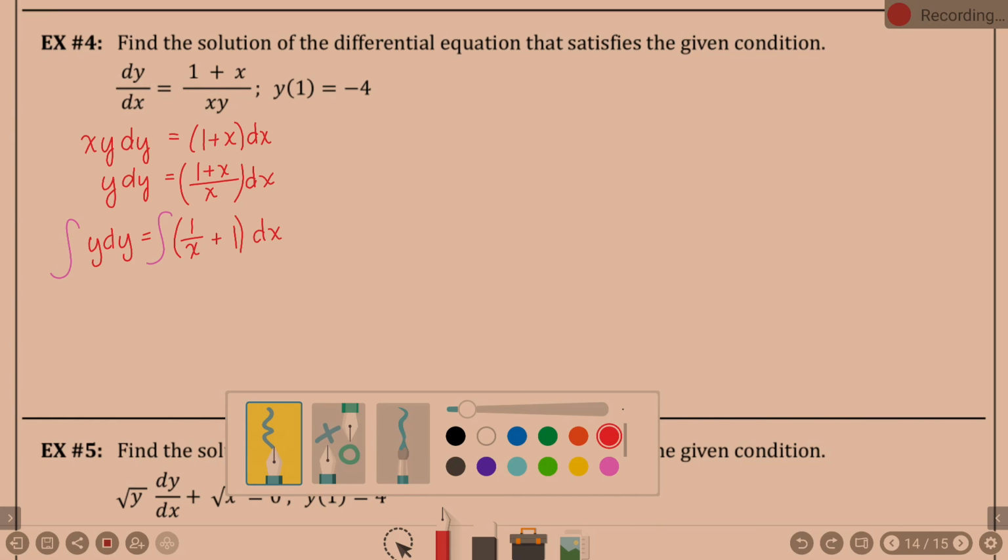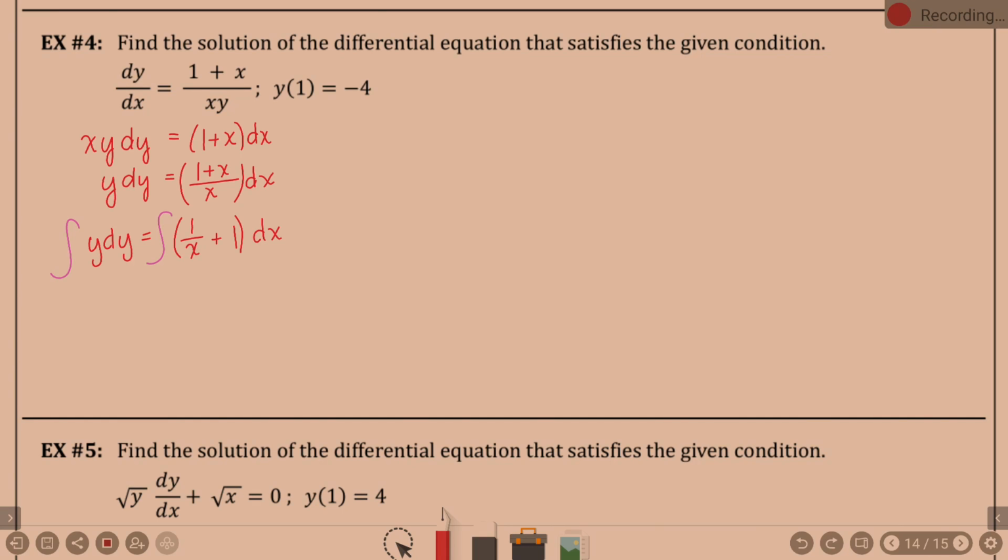Okay, what do you have? One half y squared equals, plus x. The integral of 1 over x is natural log of x. The integral of 1 is x, plus c. Now we have here a general solution, yes? Shall we take it and plug in our particular?